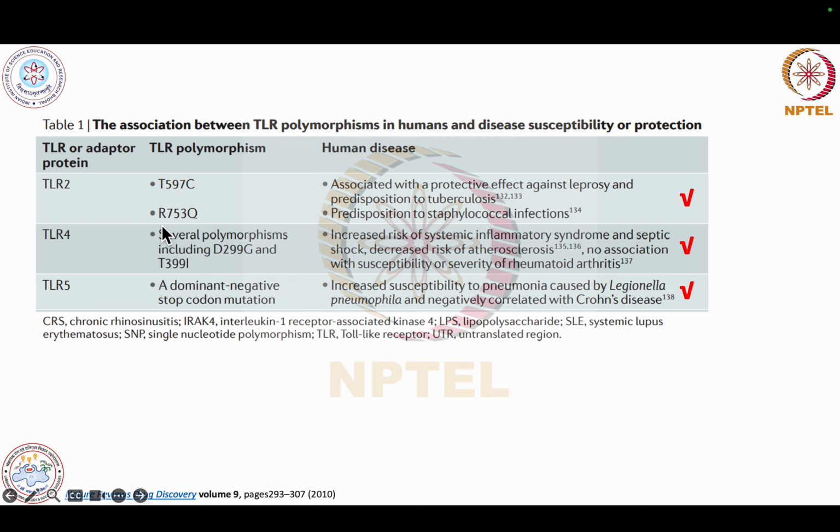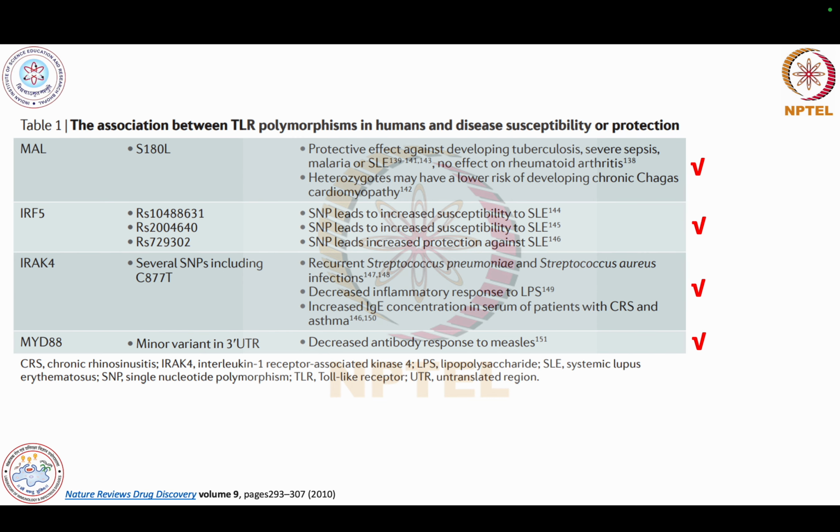T596C and R753Q are associated with a protective effect against leprosy, and predisposition to tuberculosis and to staphylococcus infections. TLR4 has several polymorphisms including D299G and T399I, which increase the risk of systemic inflammatory syndrome and septic shock, decrease the risk of atherosclerosis, with no association with susceptibility or severity of rheumatoid arthritis. TLR5, a dominant negative stop codon mutation, increases susceptibility to pneumonia caused by Legionella pneumophila and is negatively correlated with Crohn's disease. The association between TLR polymorphisms in humans and disease susceptibility or protection.